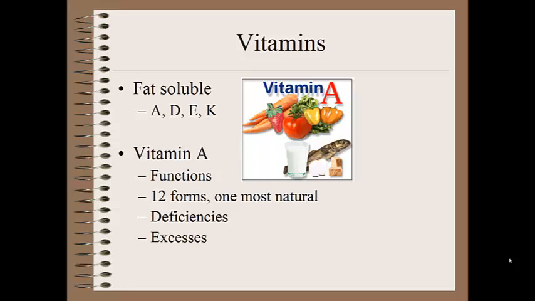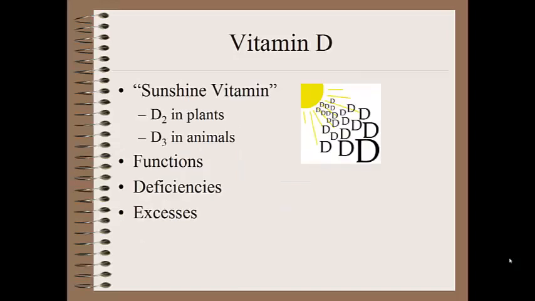You can have skin problems, can lead to depression, and also to teratogenesis, which is deformed babies in your broodmare. Vitamin D is also called the sunshine vitamin because the UV light from the sun reacts with our skin, and then our body produces vitamin D from that. In plants, vitamin D is called vitamin D2. In animals, it's vitamin D3.